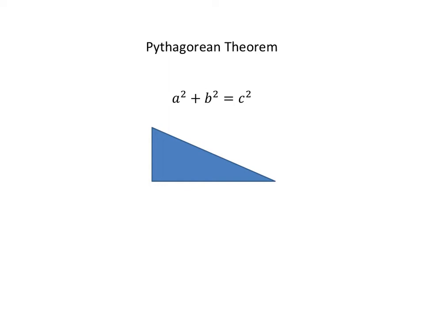Today we're going to be learning about the Pythagorean theorem. Most of you have probably seen this before, and most of you probably remember the formula as a squared plus b squared equals c squared. On this diagram, our c would be the hypotenuse, and our other two sides would be a and b, and we'd have a little right angle right here because the Pythagorean theorem only works with right-angled triangles.